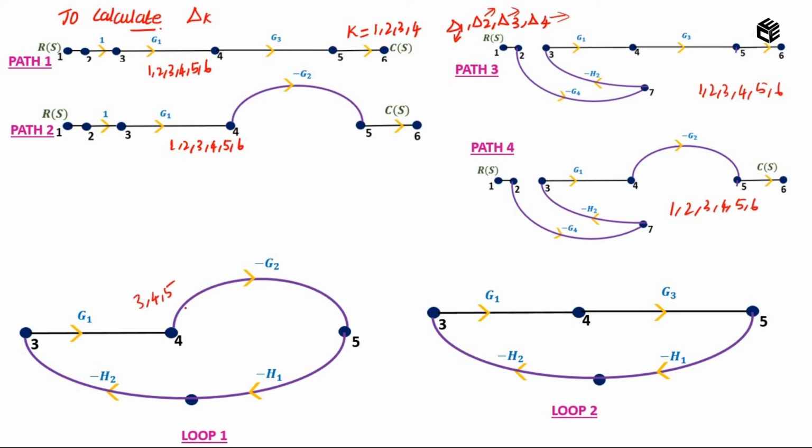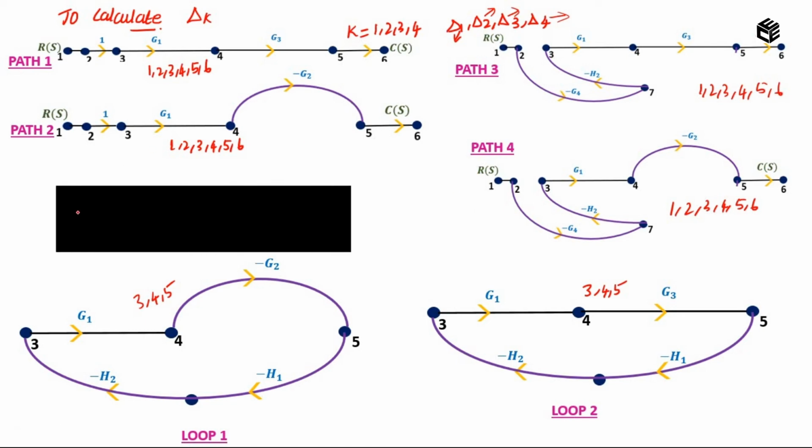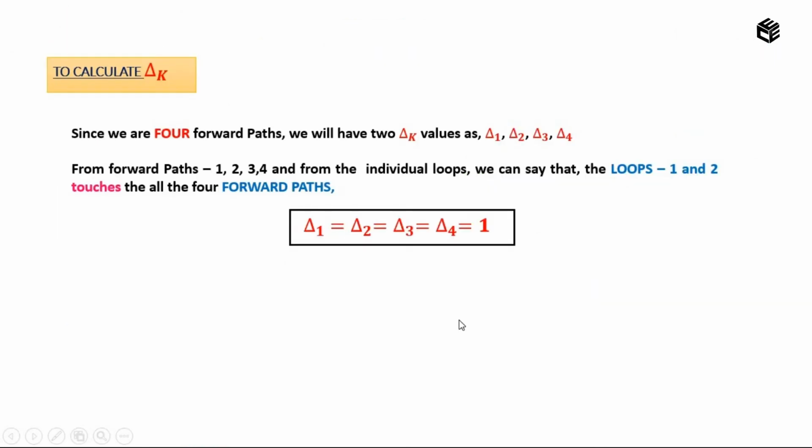For loops it is 3, 4, 5 and for loop 2 it is 3, 4, 5. So we can say that on comparing the nodes of forward paths and the nodes of loops, all the loops are touching the 4 forward paths. Therefore, we can write the value of del 1 equal to, del 2 equal to, del 3 is equal to, del 4 is equal to 1. Whatever we discussed in the previous slide is written in statement here. So we have calculated del and del K.